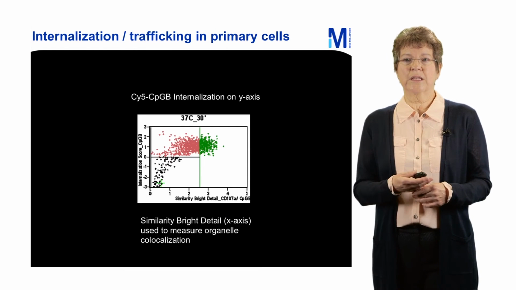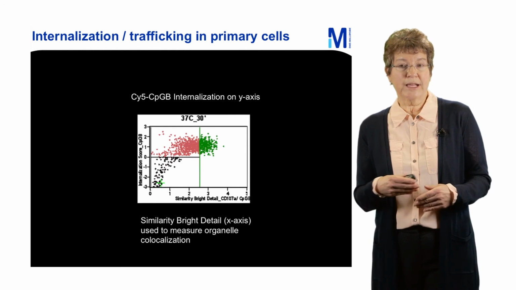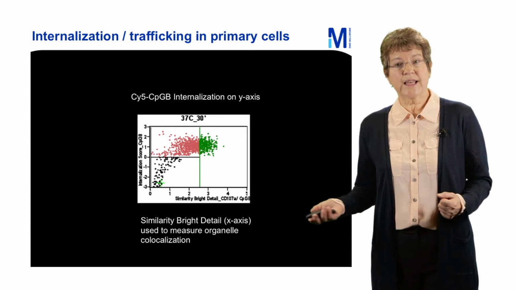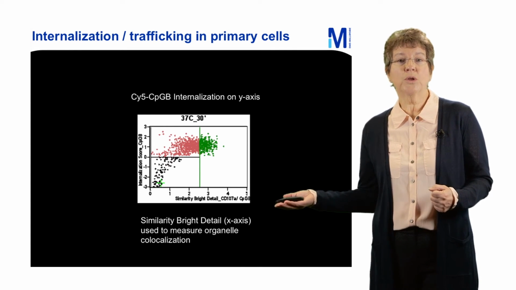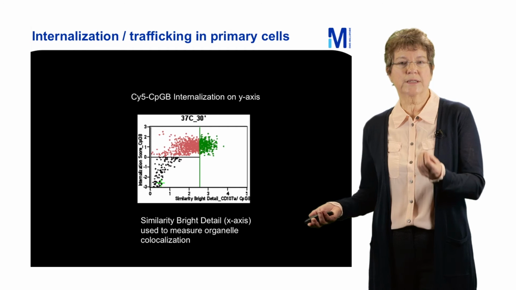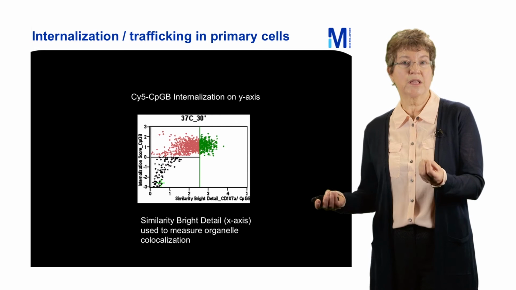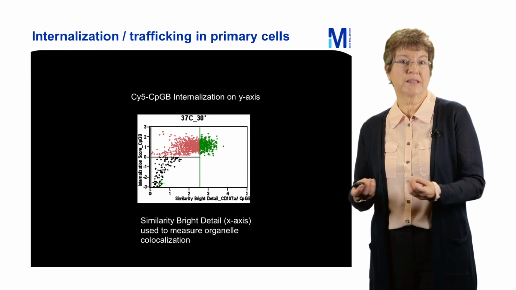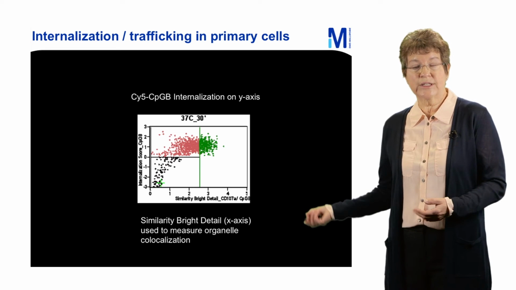So here is, on this graph, the CpG that has been incubated with the peripheral blood for 30 minutes at 37 degrees. And on the x-axis, we measure similarity bright detail feature, which is used to measure the colocalization. And what that means is we're looking at the bright details of this staining because the CpG molecule has a very bright punctate staining, and so do the endosomes and lysosomes. So when we look at the colocalization of those, we're looking at just that detail, which makes this a very robust assay.